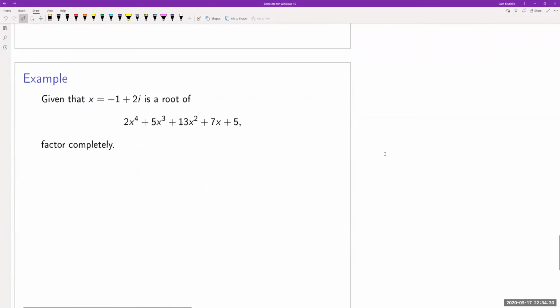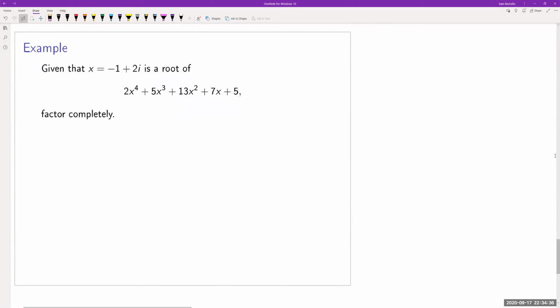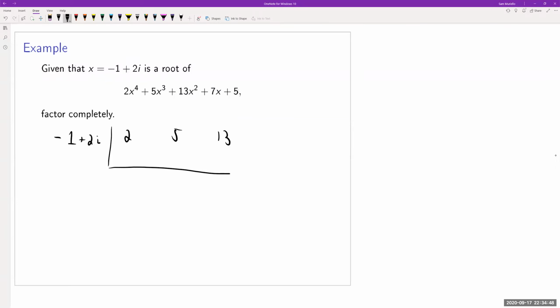Let's put this into practice. Negative 1 plus 2i is a root of this behemoth. We would like to factor it completely. So the first thing I'm going to do is factor negative 1 plus 2i. Synthetic division or polynomial division will still work even with complex numbers. It'll just be a little bit messy.